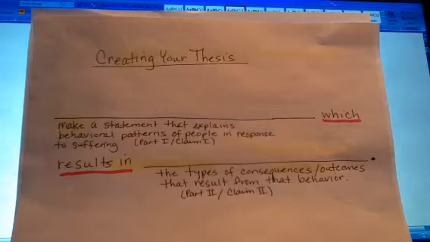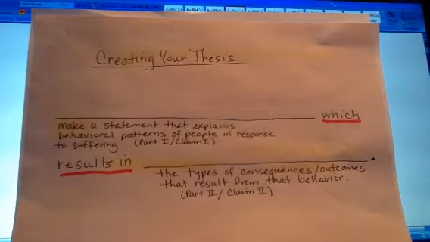The second part of the prompt tells you what should go in that second blank: the type of consequences or outcomes that result from that behavior, and that behavior refers to part 1 in your thesis. So you need to start plugging things in. Now, do you have to use "which results in"? No, I'm just showing you an example, and you can vary the language.